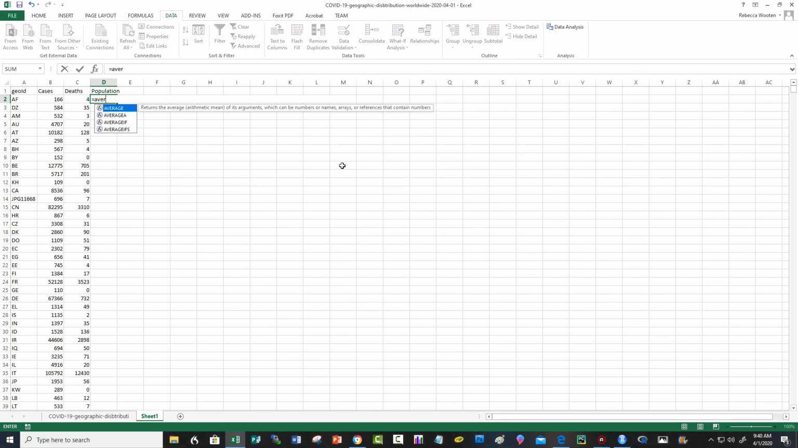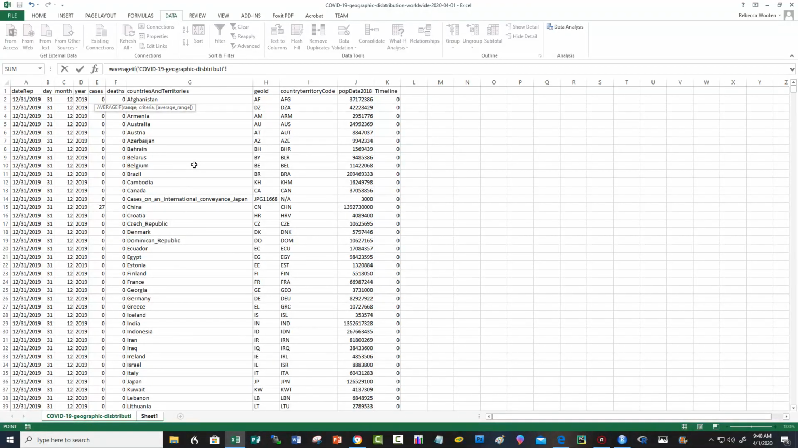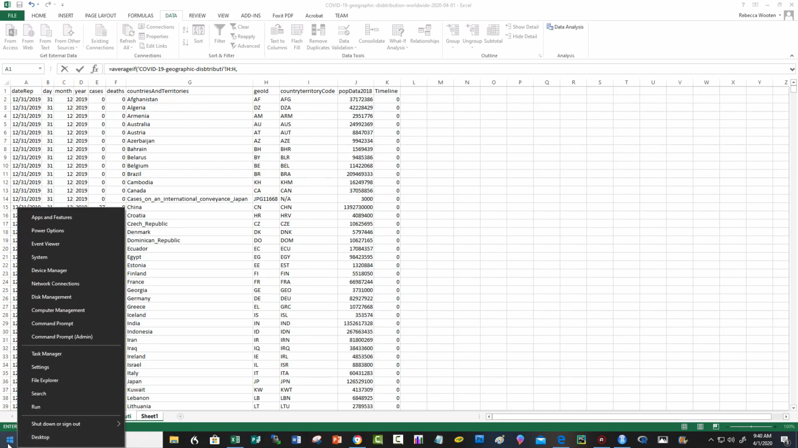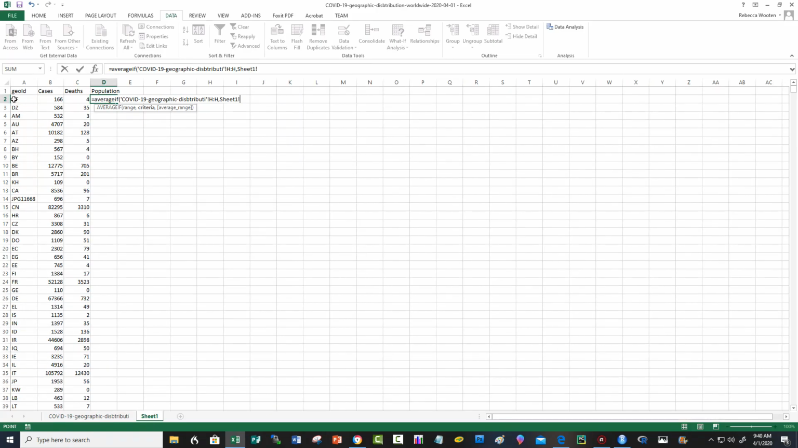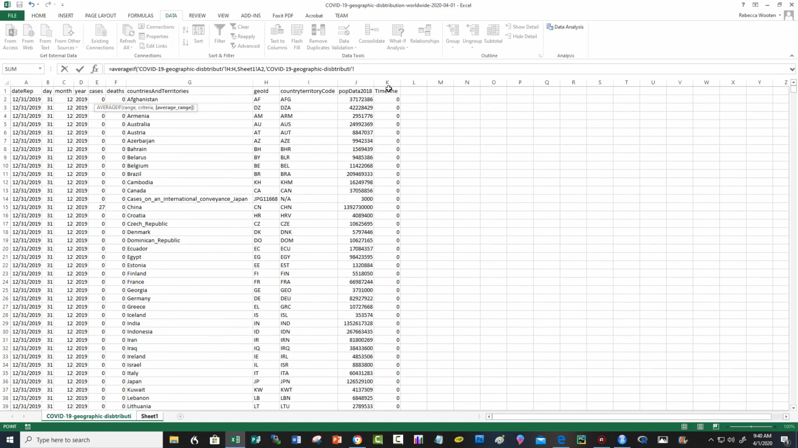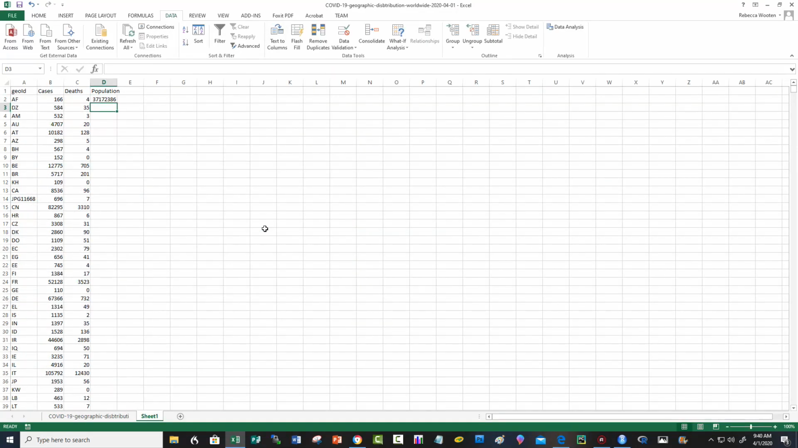I can spell average if. Again, I want it to look in that column H. And if it sees what is in column A here, I want it to average the population, which is in J. Alright. So that's the population in Afghanistan. We should be able to verify that if you so choose. So we're going to double click this down.